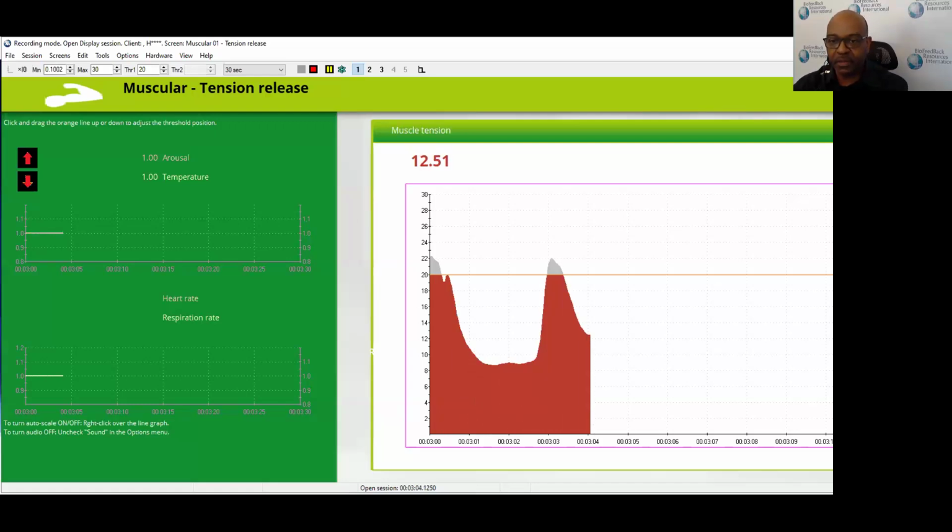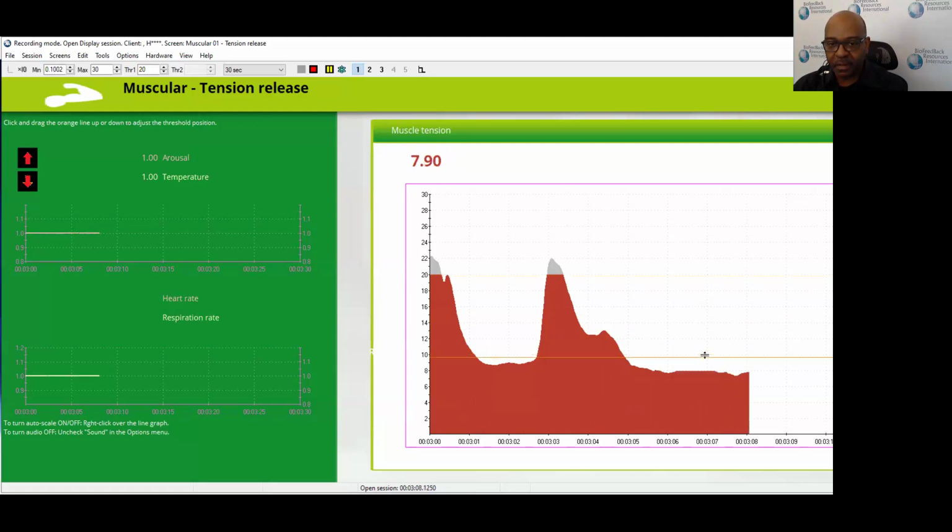So maybe we set the threshold so that they need to stay at 10 or below while they're typing. And if they go above that, maybe we have a sound that comes on or something like that. So those are ways that we can work with it. I'm going to just stop that and stop sharing, and then go back to the slides.